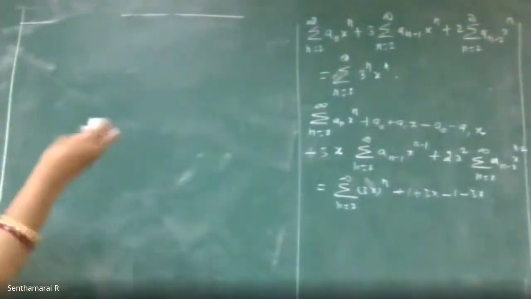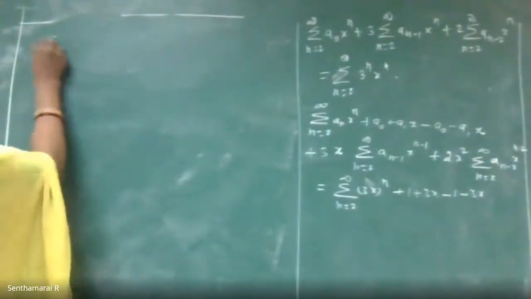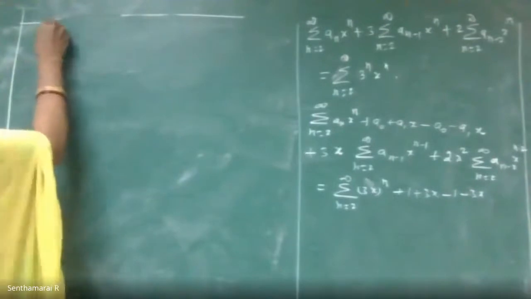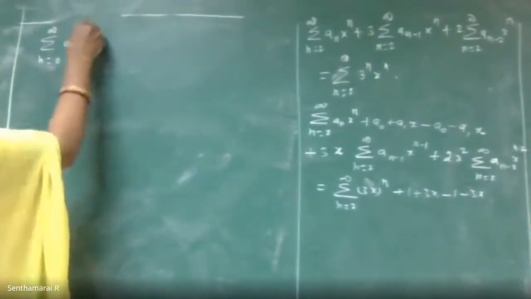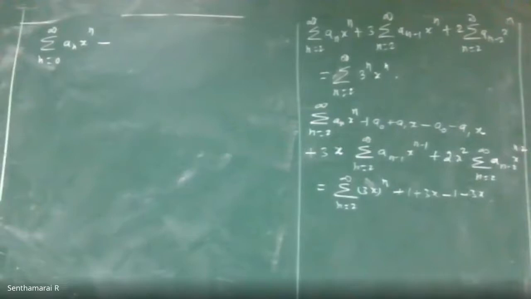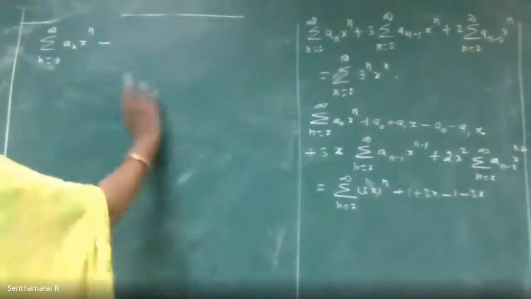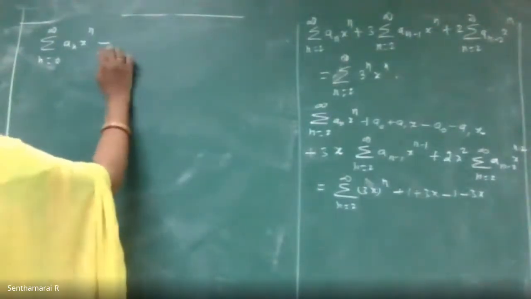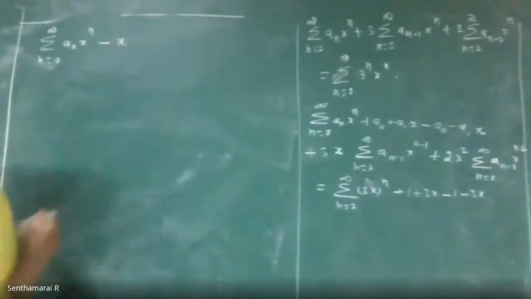After this, for the first term, I can write summation n equal to 0 to infinity a_n x^n minus a naught. What is a naught? A naught is 0, a1 is 1. A naught 0, a1 1. So a naught 0, no need to write it. Minus 0, minus x alone will come.